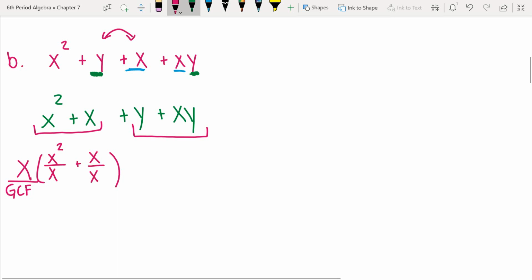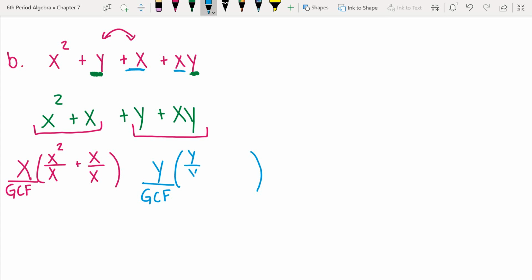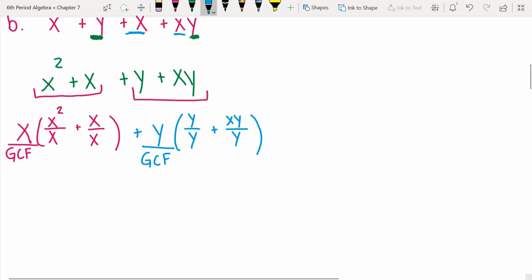Now let's look at our second pair, the ones that have some y's. Again, there's only a variable as our GCF because I see no numbers. And they both have a y in common. So I'm going to put a y on the outside as my GCF. And on the inside, I'm dividing everything by y. This is still a positive y, so I'll still be very clear and put a little plus sign to show this was a positive y I factored out.